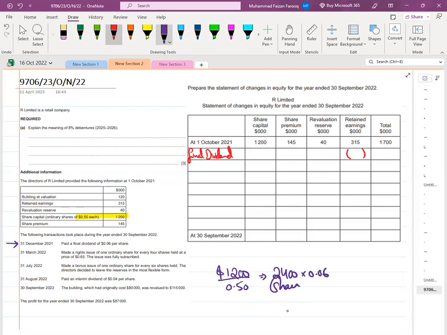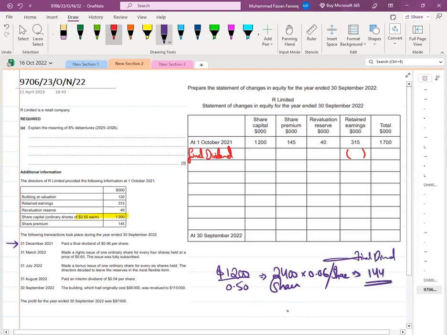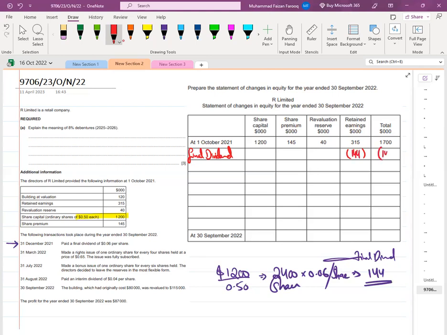So 0.06 per share is the amount of dividend. How much? 144,000. 144, 3 zeros are hidden. So 144. Correct? I am going to write 144 here in the retained earning column and in the total column. This is, we got 1 easy mark.